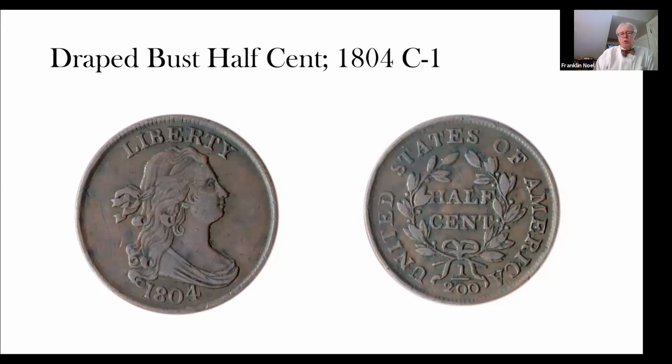1804 gives us the most die varieties of any half-cent year. There are a total of 12, though Roger Cohen's numbering system goes through C13. C3 is no longer considered a variety. More about that in a moment. Of the 12 1804 die varieties, only one is rare, the C2, and some others are scarce. This is the rather common 1804 C1.